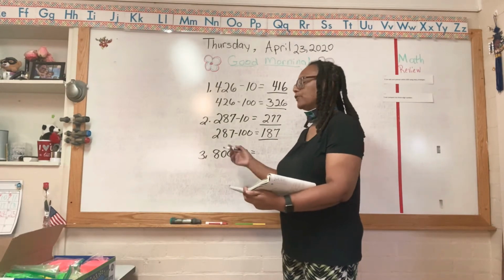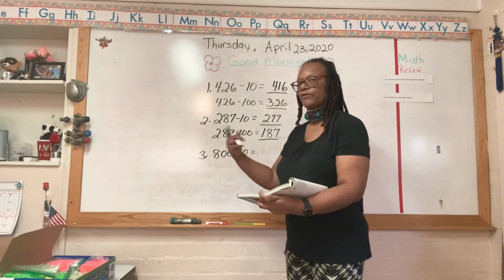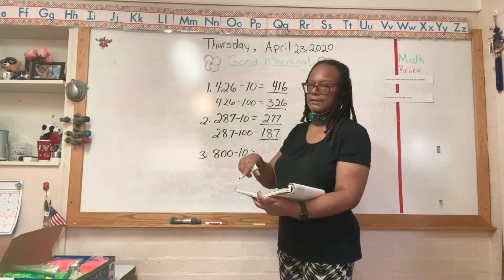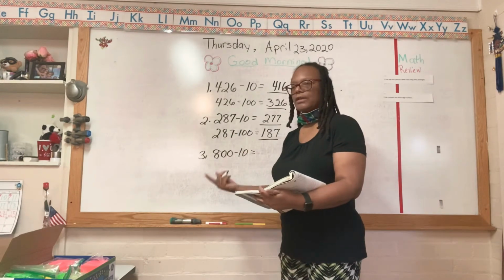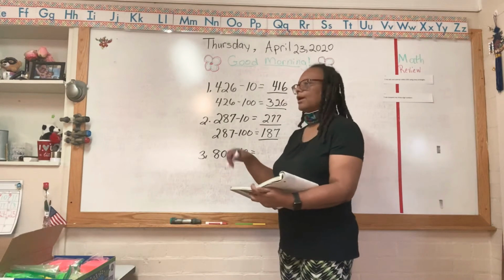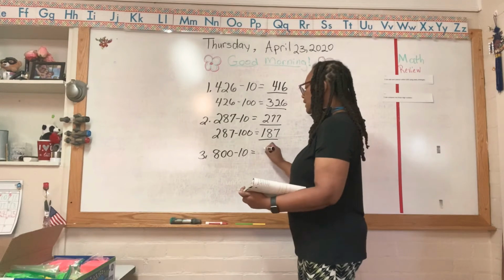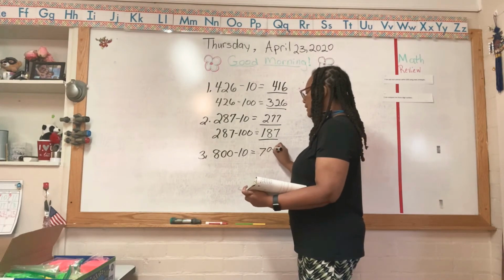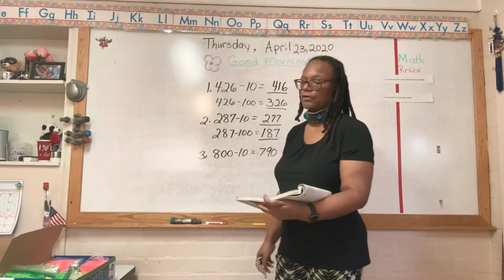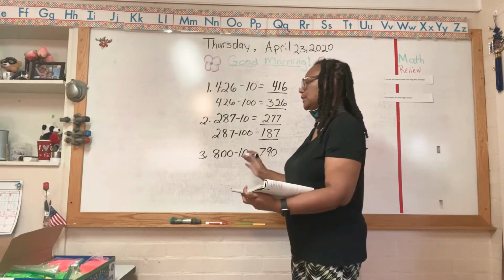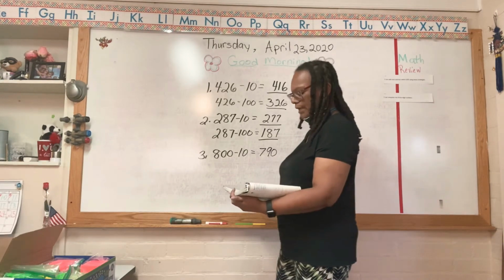If I was counting frontwards, I would go 710, 720, 730, 740, 750, 760, 770, 780, 790, 800. Well, what number did I say just before 800 when counting by tens? 790. So if you count backwards, even if you were counting on your number line or just counting in your head, 800 minus 10 is 790.